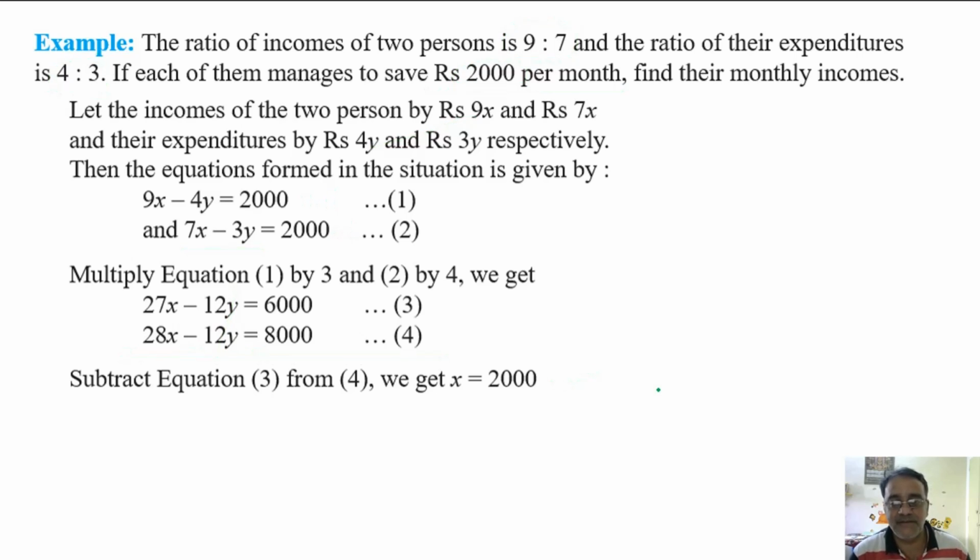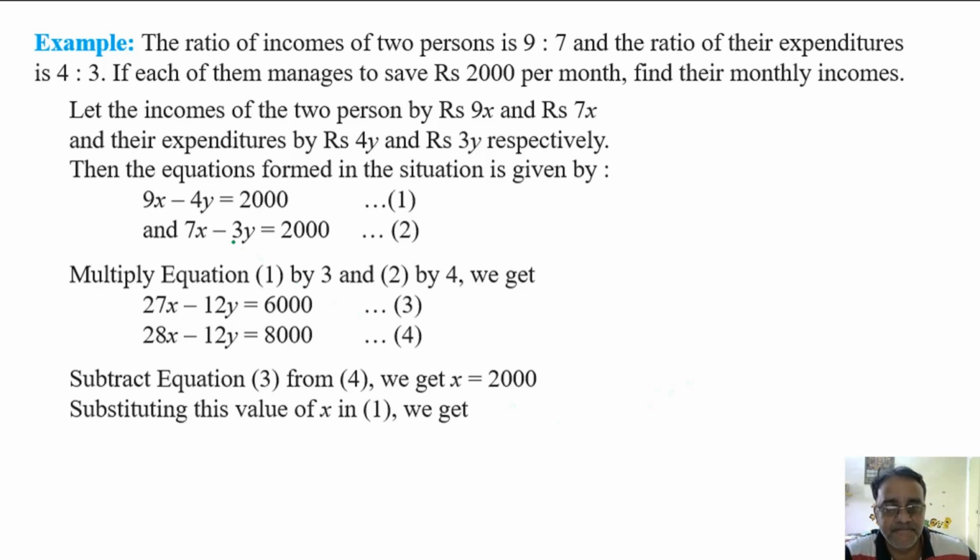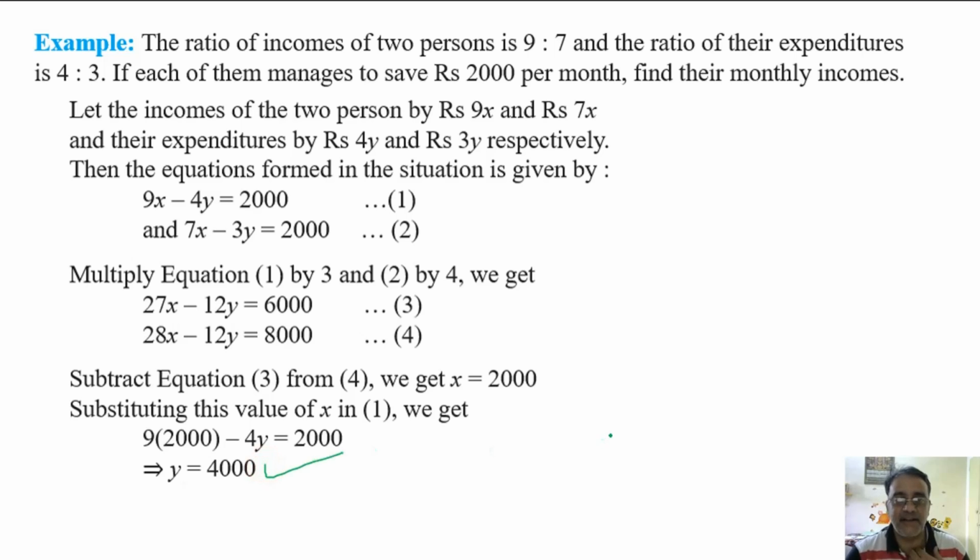Now substitute the value x is equals to 2000 in any one equation. So we'll substitute in the first equation. यहाँ पे. So ये हो जाएगा 18,000 minus 2000 is equals to 4y. 4y और 2000 को मैंने इंटरचेंज कर दिया ये दोनों को. So 4y is equals to 16,000. What is y? 4,000. Right. So y is equals to 4000 we'll get finally.